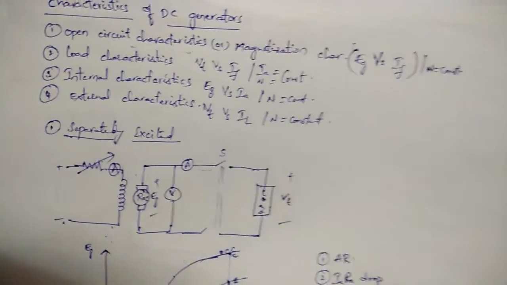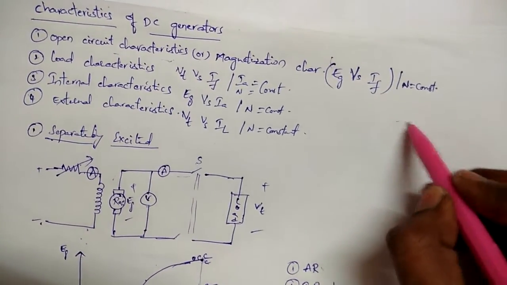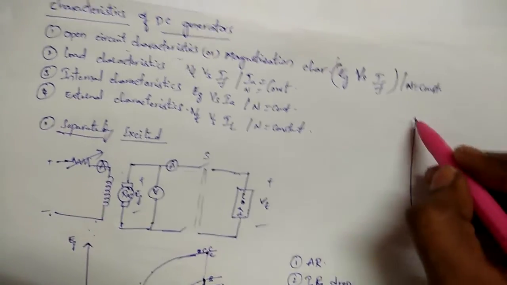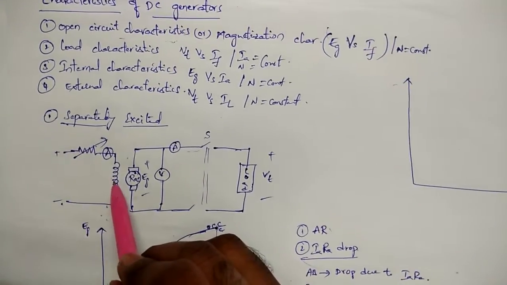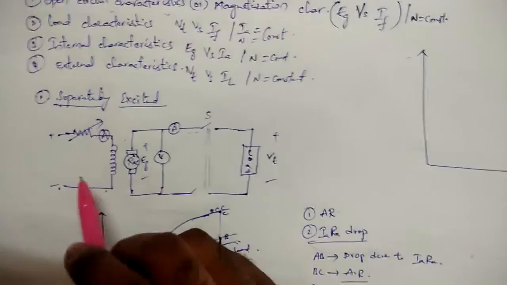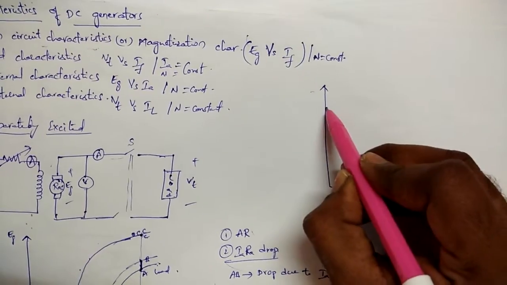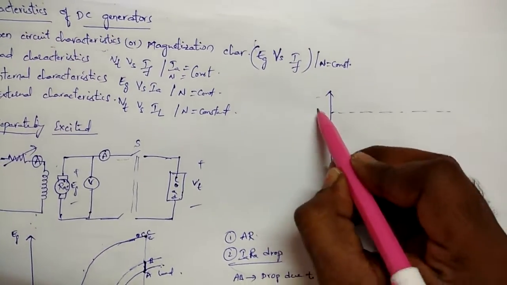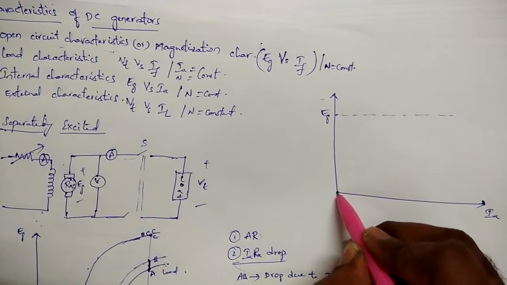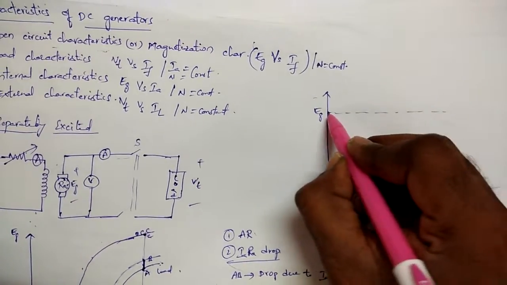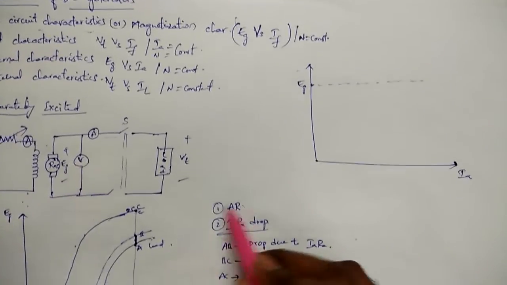Now come to the internal and external characteristics. Internal characteristics are Eg versus Ia at a constant N. When speed is constant, the field is also constant, since you are not changing the field. So flux is constant. So this is Eg, and this is Ia. Ia is 0 means no load. At no load, the voltage is Eg. But at load, there will be a reduction due to these two things.